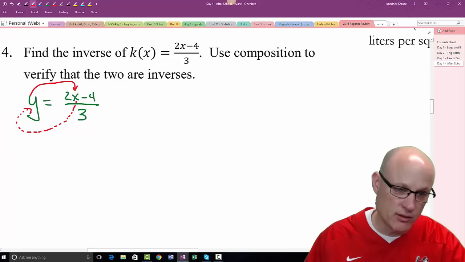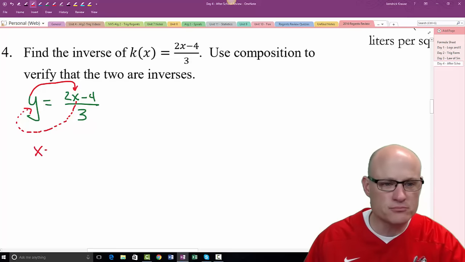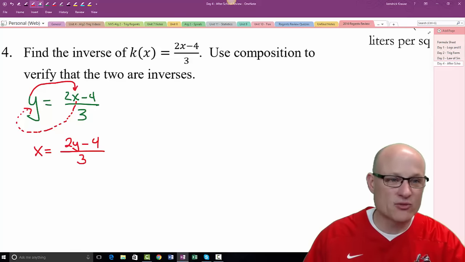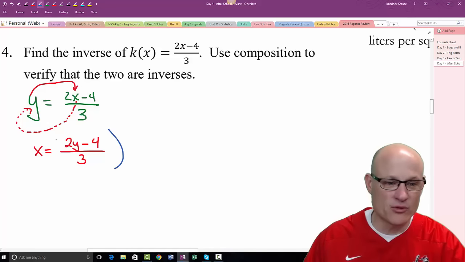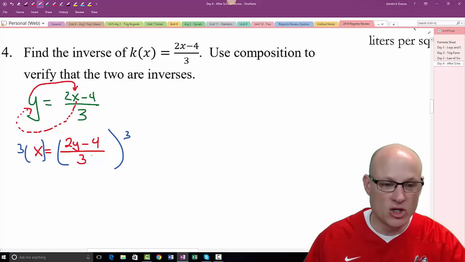Mama says knock you out. That goes over there. So we get x equals 2y minus 4 over 3. Don't like the 3? Nobody likes the 3. So we're going to come through and multiply this whole side by 3. And we're going to multiply this whole side by 3. Gone. 3x is equal to 2y minus 4.